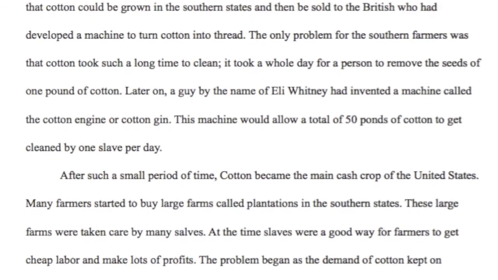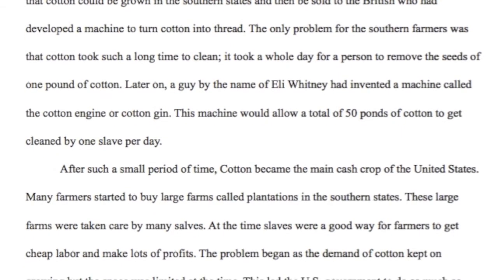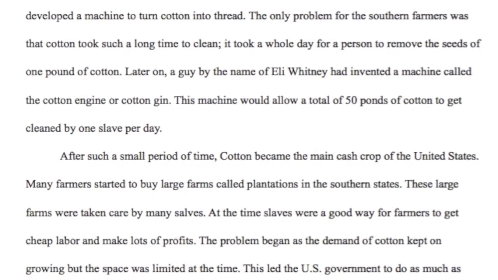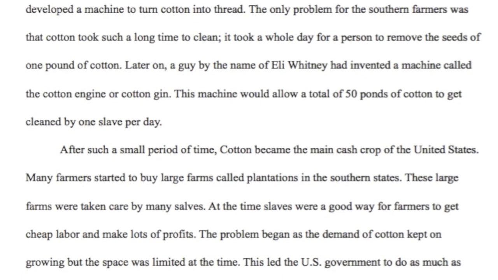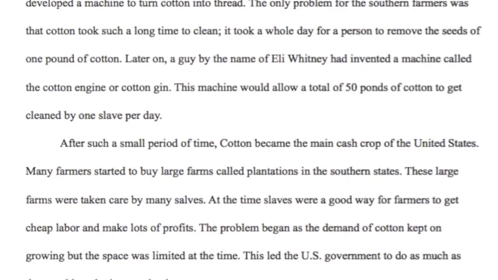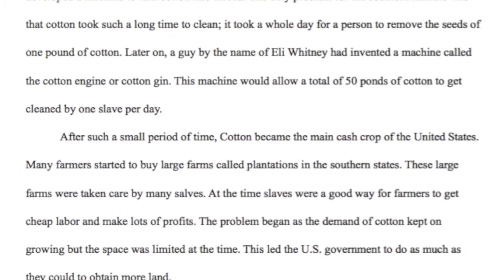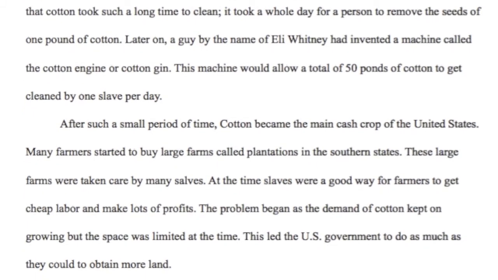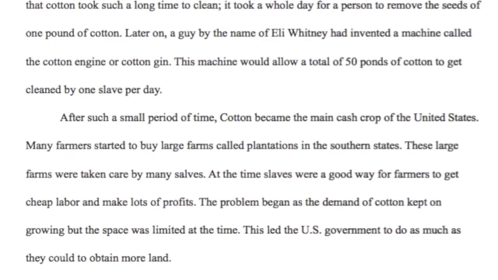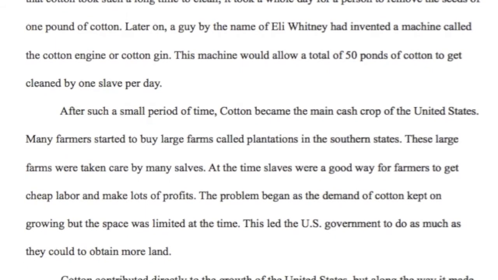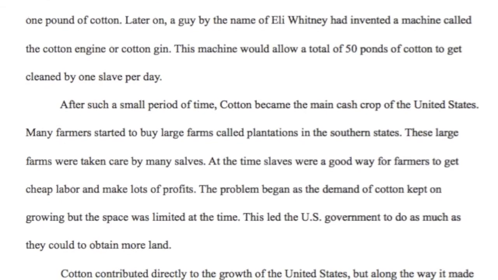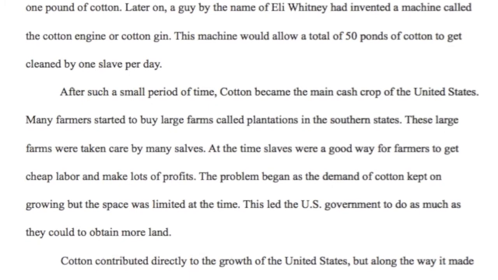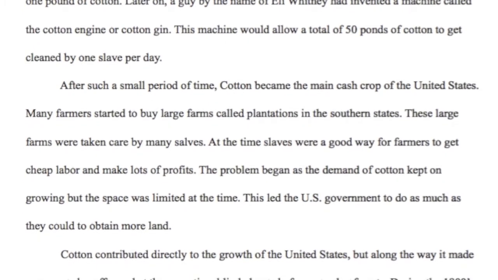Later on, a guy by the name of Eli Whitney invented a machine called the cotton engine, or cotton gin. This machine would allow a total of 50 pounds of cotton to get cleaned by one slave per day. After such a small period of time, cotton became the main cash crop of the United States. Many farmers started to buy large farms called plantations in the southern states. These large farms were taken care of by many slaves. At the time, slaves were a good way for farmers to get cheap labor and make lots of profit.